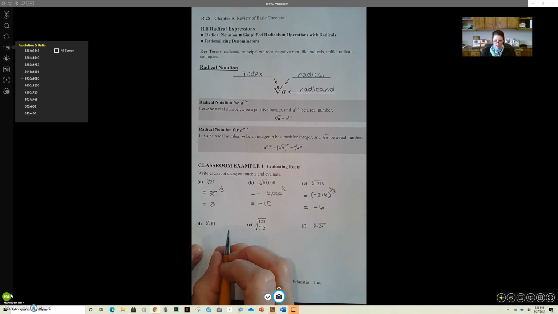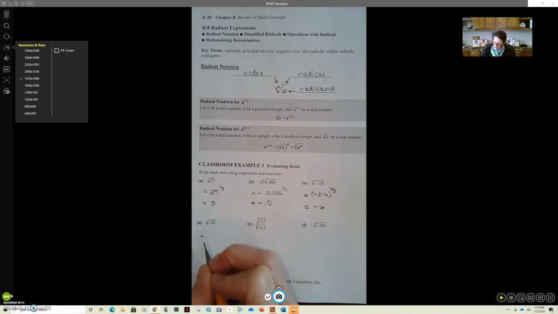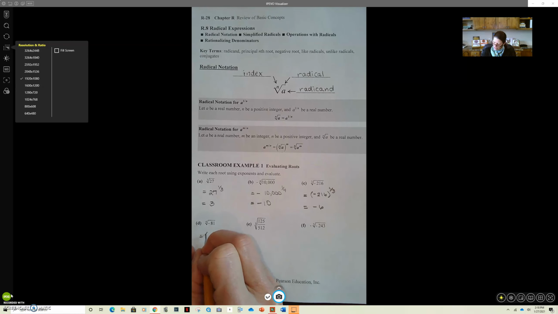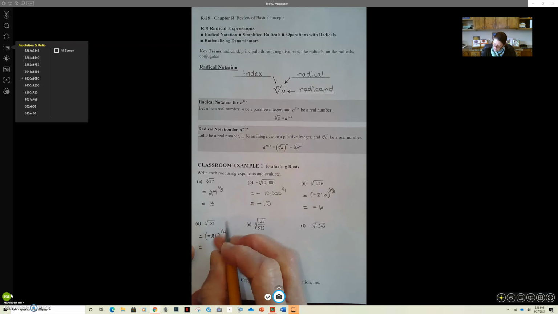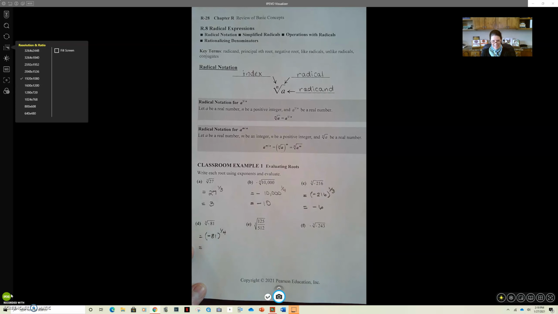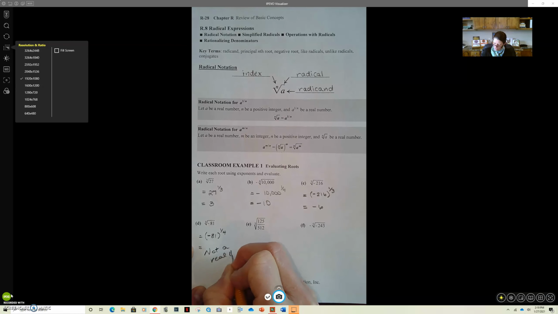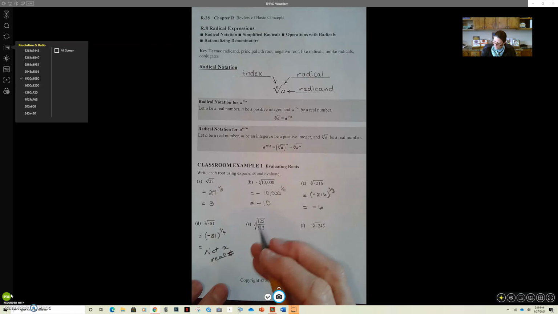Part D, the 4th root of negative 81 is negative 81 to the 1/4 power. And that is asking what number times itself 4 times is going to result in a negative outcome. And that is not going to happen. Your result here is not a real number, because there is no real number that when multiplied times itself an even number of times will result in a negative. It'll always result in a positive number.